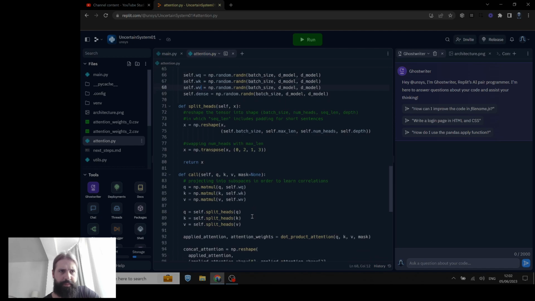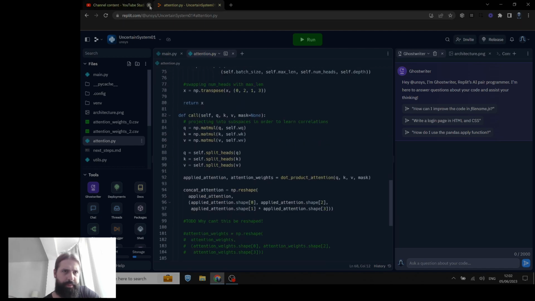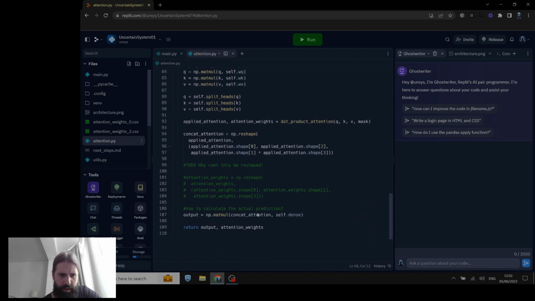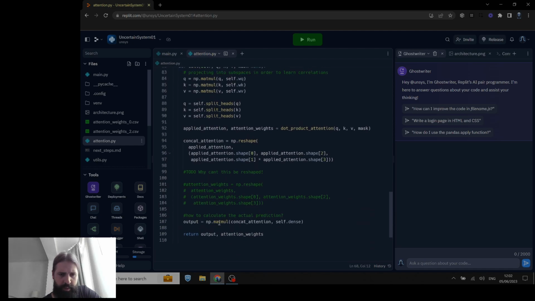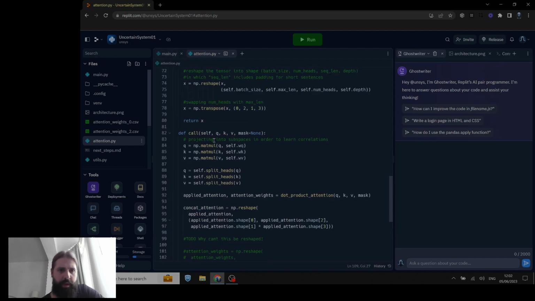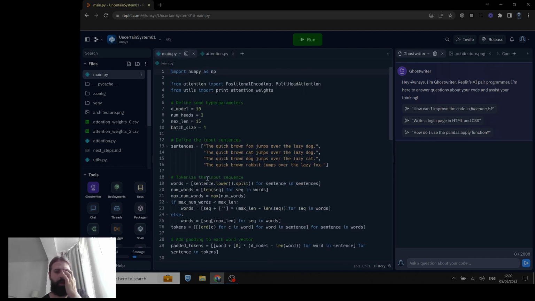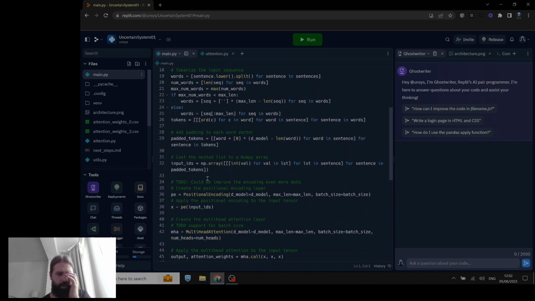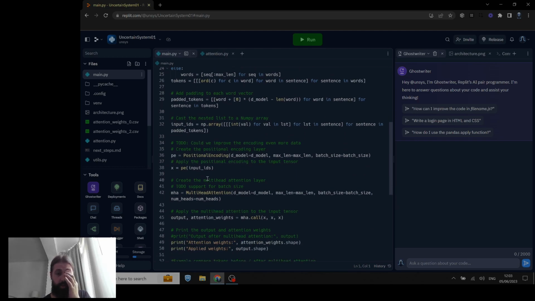But then the output, attention weights and output. So I have the attention weights, and I'm currently not doing anything with the output, right? So this is the call here, multi-head attention, the call, and I'm not doing anything with the output, just the shape.